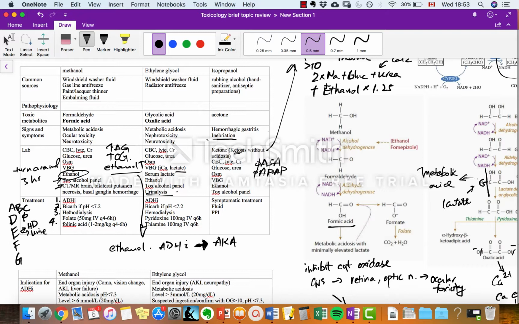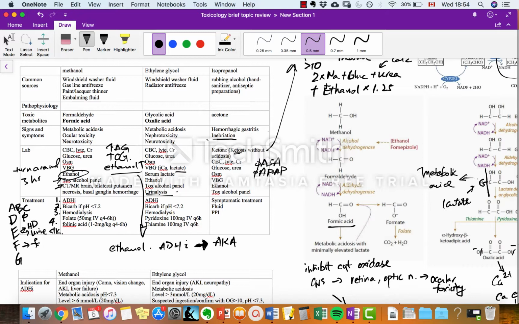not for ion trapping, to prevent the non-ionized formic acid from entering the brain. That's the main role of the bicarb, but it can also increase your urinary elimination. So urinary alkalization, I guess it can be categorized here as elimination.